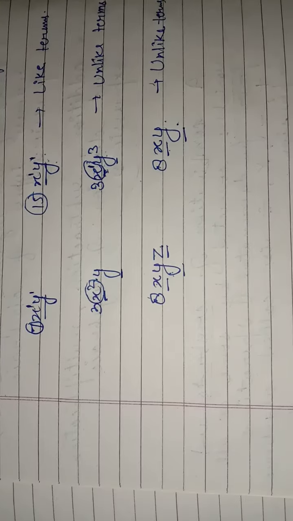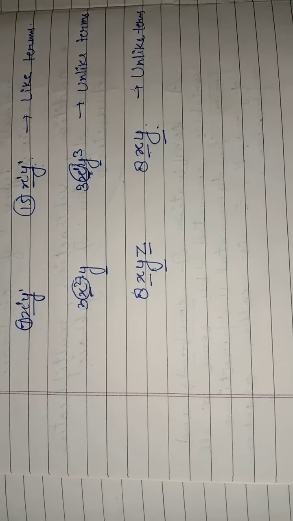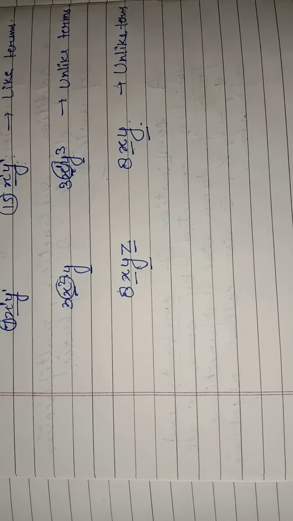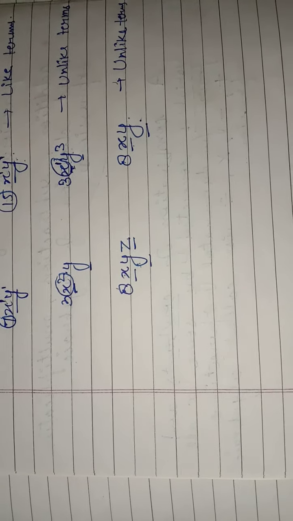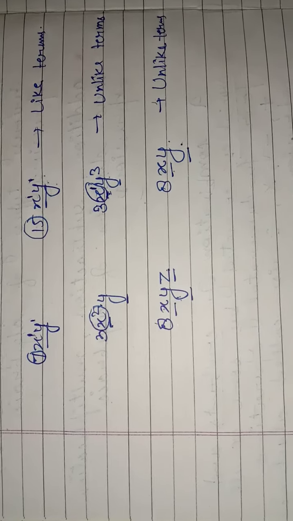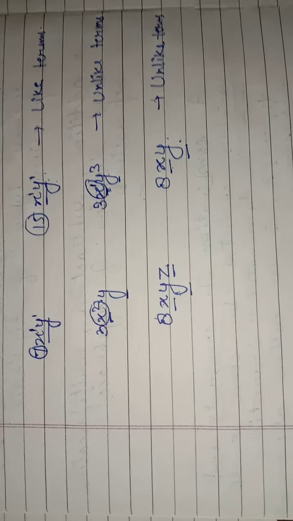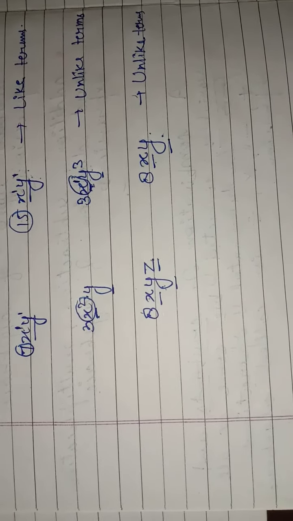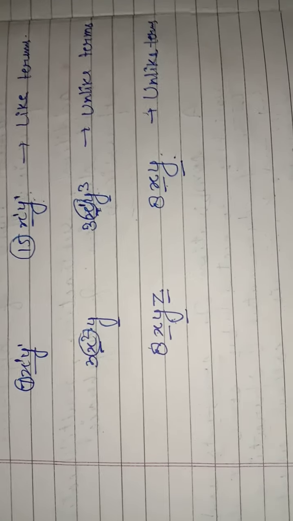Children, just remember these two things. First, we have to look at the variable, not at the constant. So the first thing is to check whether the variables are the same or not, and the second thing is to check the power. Just remember these two things and you will have no problem understanding the types of terms. Thank you.